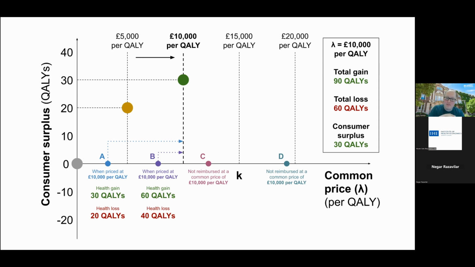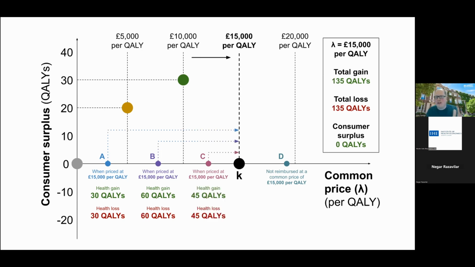But the negative from the payer's point of view of raising the threshold is that A is now priced up to £10,000 per QALY instead of £5,000. So the health gain is the same, still 30 QALYs, but the health loss with A has gone from 10 QALYs up to 20 QALYs. So the net gain from A has fallen. Still, when you add A and B together, you have a net consumer surplus, a net gain in population health, of 30 QALYs, which is more than you got at £5,000 per QALY. So raising the threshold at this point improved population health. This is a good thing to do.